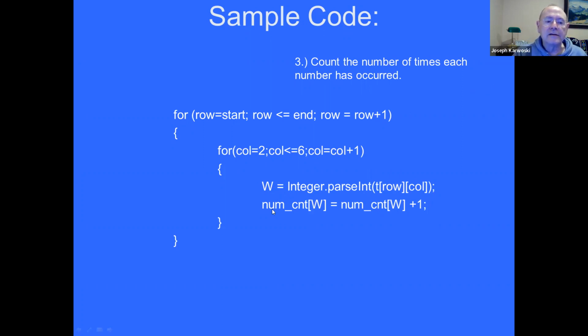Then we're going to say num underscore CNT sub W. So let's say the number 5 was drawn. Okay, number 5 is drawn. So num count sub 5 is equal to num count sub 5 plus 1. So if it were 0, it's now going to be 1. If it were 2, it would then become 3. So we're simply adding 1 to that. So that's how it's going to go through. Now, our numbers are limited to 1 to 30.